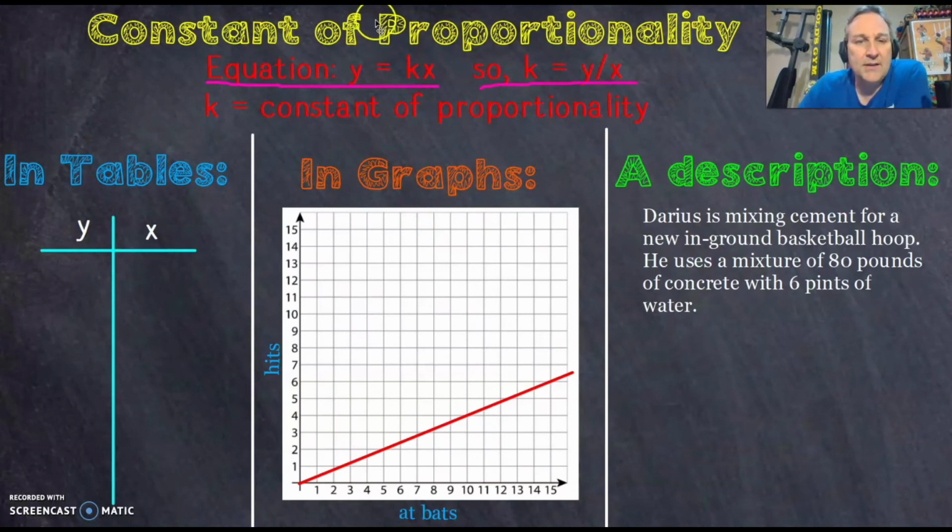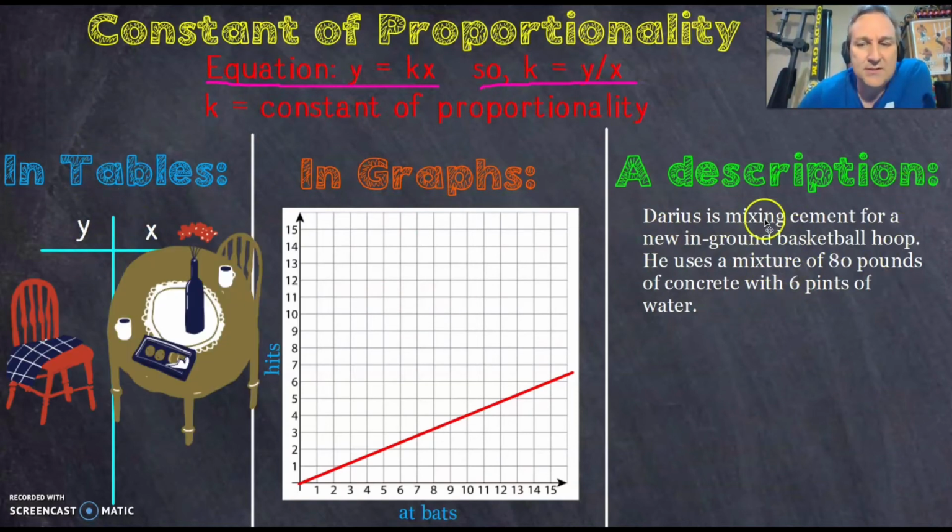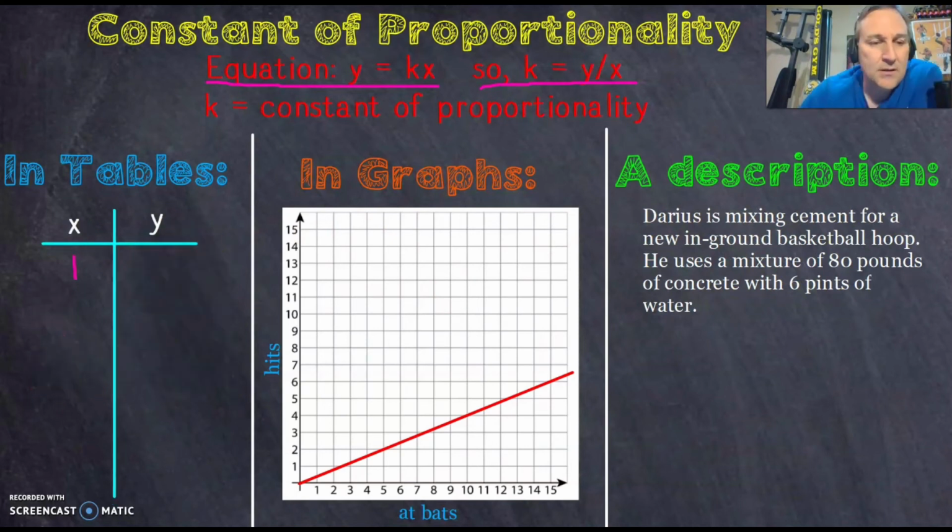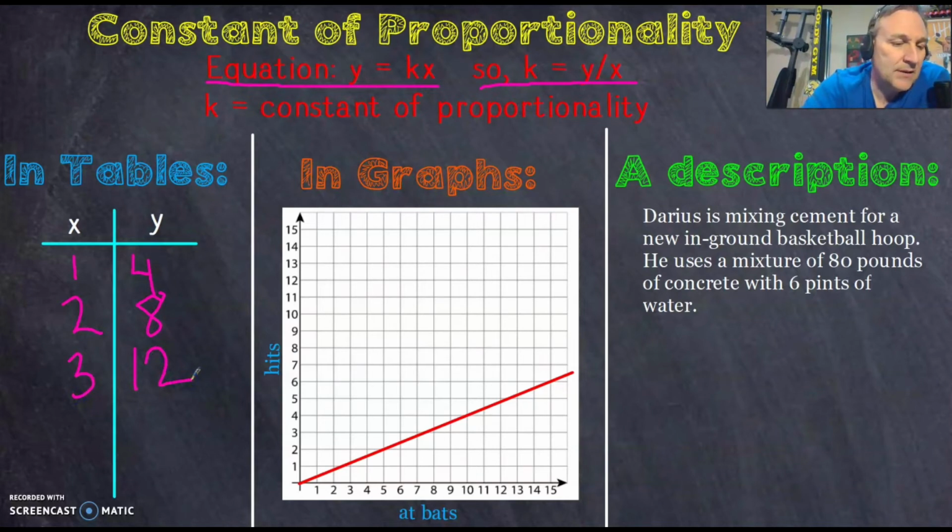Okay, so we're talking the constant of proportionality. So you can use the constant of proportionality, or you can go find it in tables and in graphs and in a description like you're seeing over here. Okay. So first, let's start with tables. Okay. Let's say a 1, 4, 2, 8, 3, 12. And let's just give a bigger one, like say 9, 36.